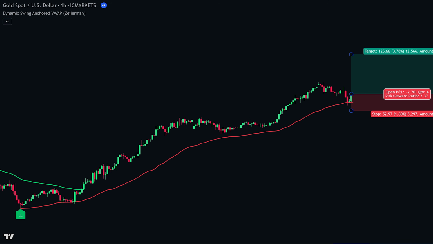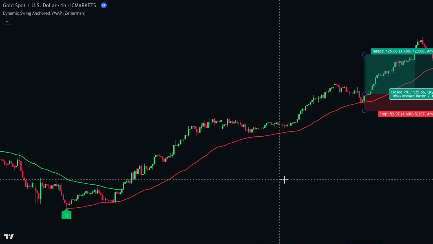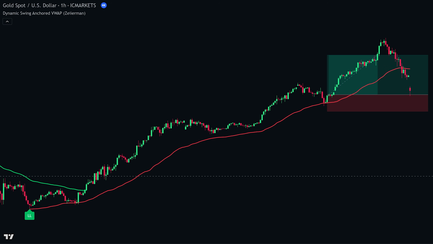This approach is simple and reliable. You're not fighting the market. You're aligning with its direction and using VWAP as your guide.